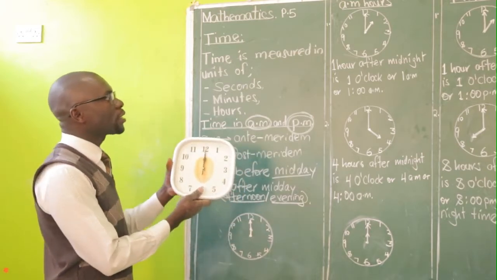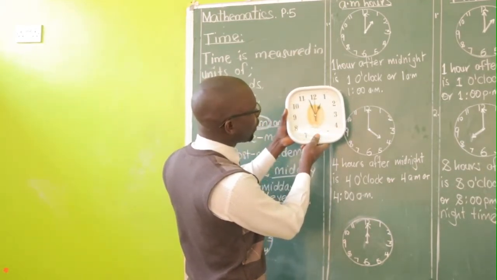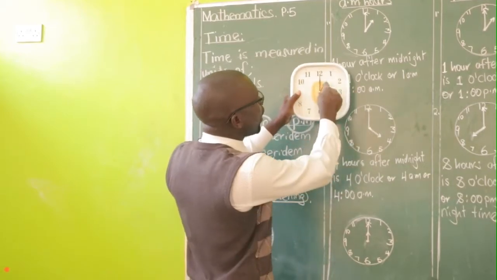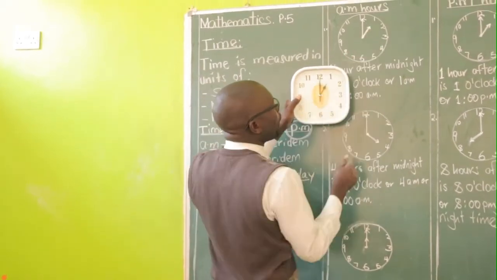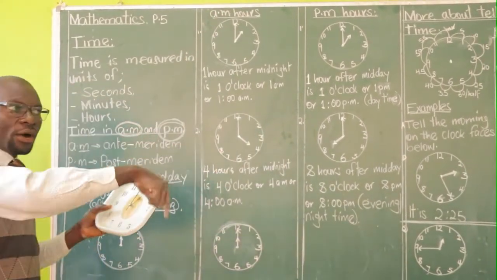And now when the hour hand is on 1, like this one, and then the minute hand is pointing at 12, it means that is the hour.